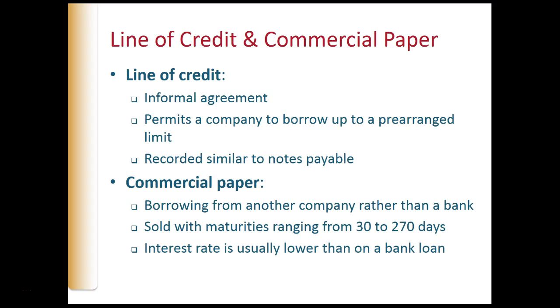Now, if a company borrows from another company rather than from a bank, that note is referred to as commercial paper. The recording for commercial paper is exactly the same as the recording for a notes payable that we talked about earlier. Commercial paper is sold with maturities normally ranging from 30 to 270 days. Since a company is borrowing directly from another company, the interest rate on commercial paper is usually lower than on a bank loan. Because of this, commercial paper has become an increasingly popular way for large companies to raise funds.